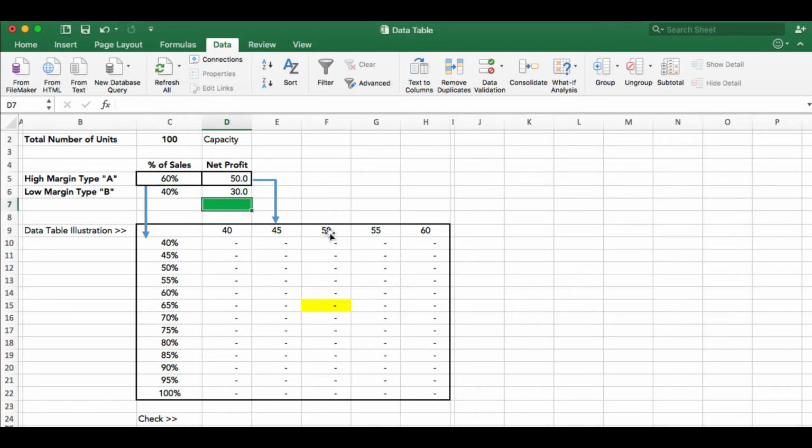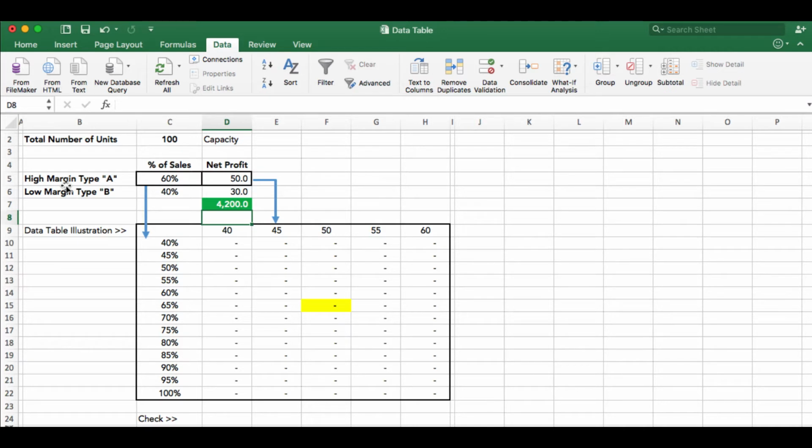Now, to calculate the combined net profit, what I have to do is multiply the 100 times the 60% into this $50 per unit, and the 40%, which is the remaining, which is nothing but the 100 minus the 60%, into the $30 per unit. So what I get as a result is $4,200 of combined net profit from these two variants.